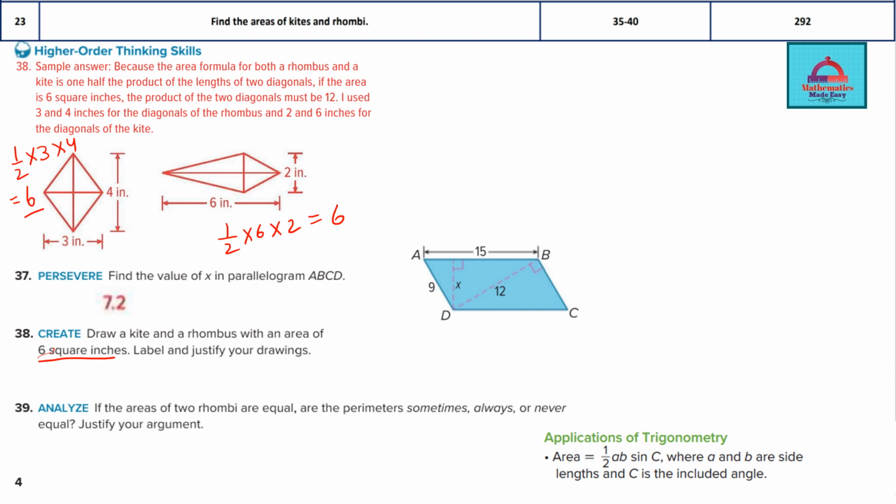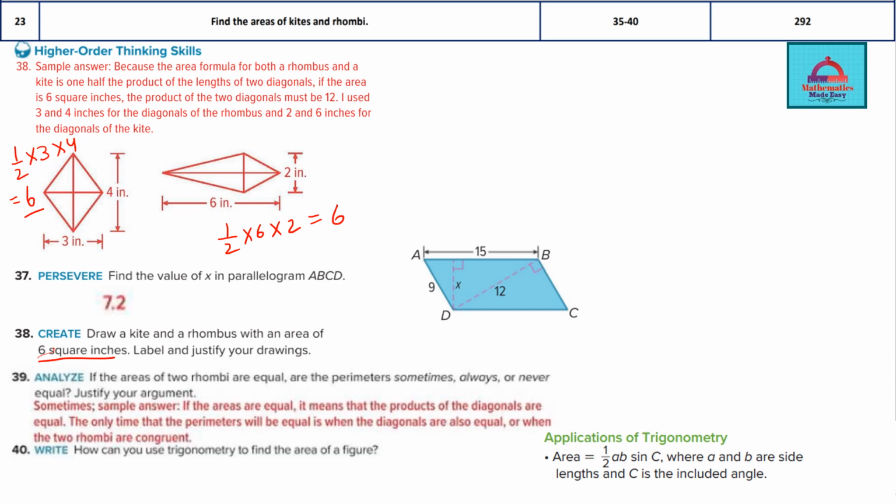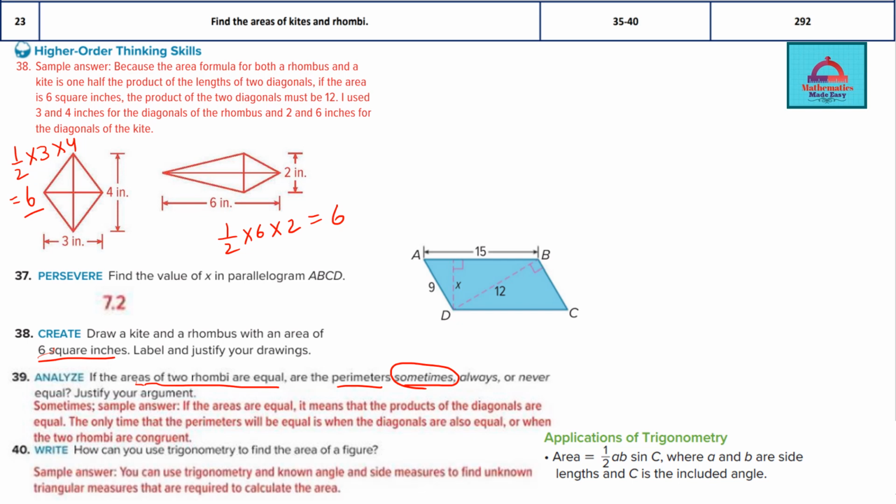Question 39. Is the area of two rhombi equal? Is the perimeter sometimes, always, or never equal? Justify your argument. So here sometimes is the correct answer. If the areas of two rhombi are equal, then sometimes the perimeter will also be equal. The reason is that if the areas are equal, it means that the product of the diagonals are equal. The only time that the perimeters will be equal is when the diagonals are also equal, or when the two rhombi are congruent. So that's coming directly from the formula of area of rhombus.